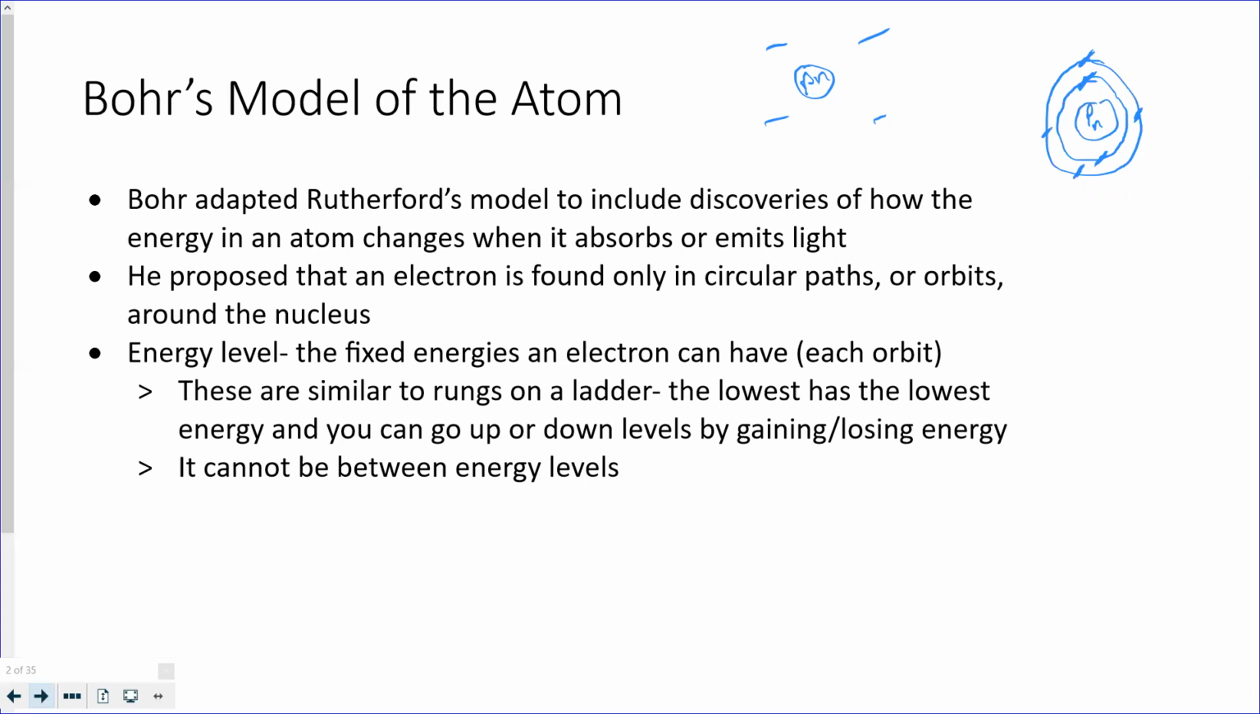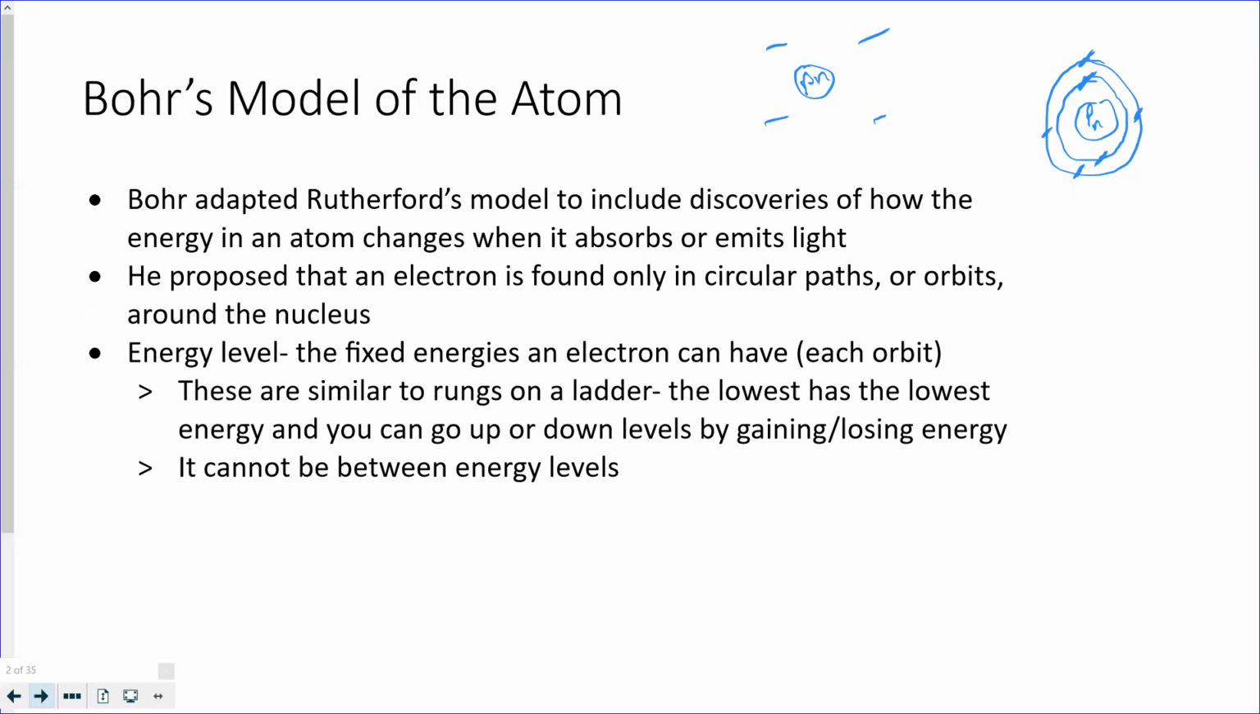He said that these different pathways, these different circles around the nucleus, are energy levels. These are fixed energies an electron can have. So electrons have to be on these levels. They can't float in between levels. So he said these energy levels are similar to rungs on a ladder, where if you're climbing a ladder, you're not going to levitate between two rungs of a ladder. You're either on one or on the next one up.